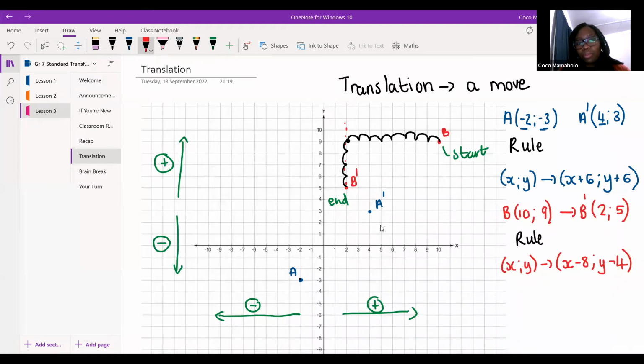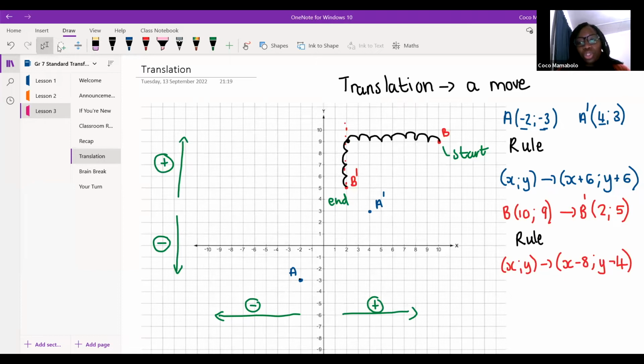Who's with me? Yes, Saneliso. It's 8 units to the left, 4 units down. It's just that instead of saying left and down, we need to write plus or minus. And in this case, it's minus. Inam says they're still confused.